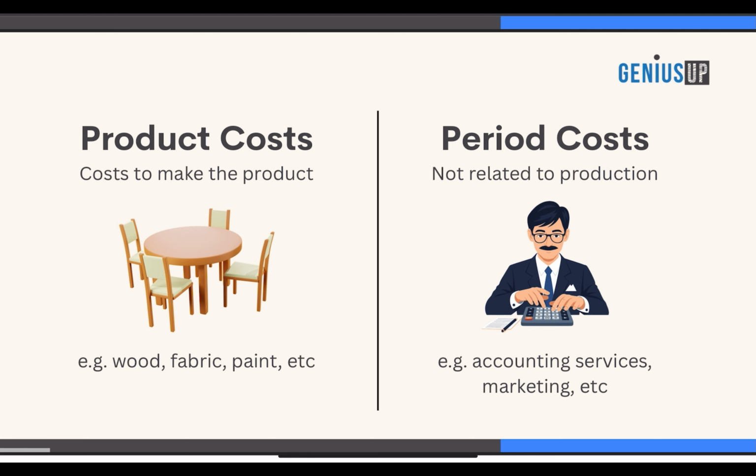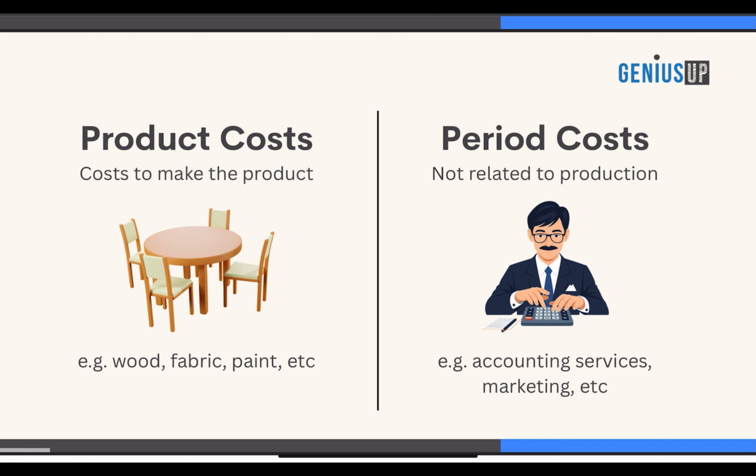The difference between product cost and period cost, right? Because we have two types of cost. So product costs are basically costs to make the product, right? Let's use an example of a company that manufactures furniture. The costs they'll incur to make the product can be things like wood, fabric, paint, and all those kind of things. Those things are product costs because they are related to making the product. Without these costs, the product wouldn't exist.